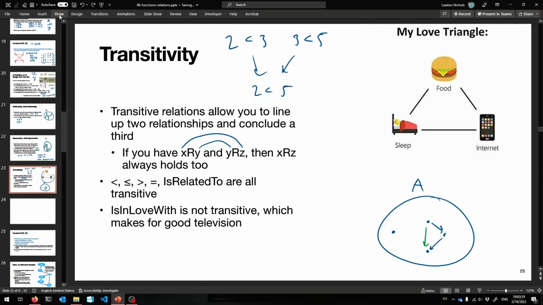Here's a funny meme about that idea. And another funny example is that is in love with is not a transitive relation. If somebody loves somebody and that second person loves the third person, it's not true that the first person loves the third person, and that just makes for some interesting gossip, right? So that is the idea. So that's transitivity. If you have this and this, you immediately have the first and the last thing related under that relation, whatever it was.